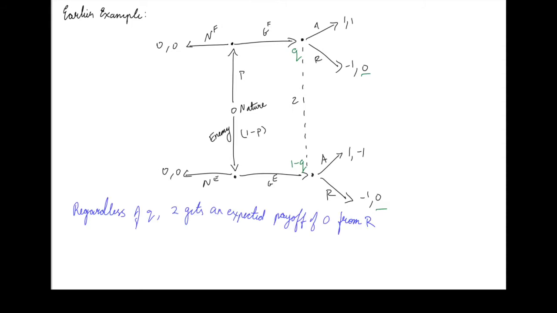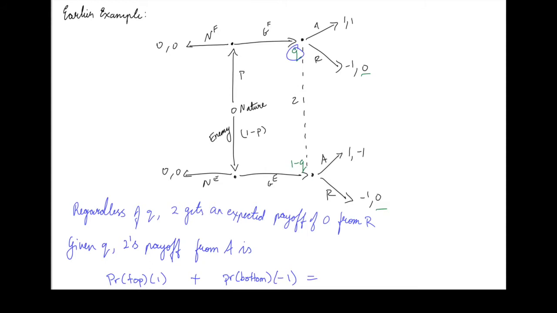Her payoff from playing A is the following. If they're at the top node and they play A, they get a payoff of 1. If they're at the bottom node and they play A, they get a payoff of -1. So the expected payoff is probability of being at the top times 1 plus probability of being at the bottom times -1. The belief that player 2 has that they're at the top, given that they're having to make this decision, is q, and the belief that they have that they're at the bottom is 1 minus q. So their expected payoff from playing A is q times 1 plus 1 minus q times -1, which is 2q minus 1.